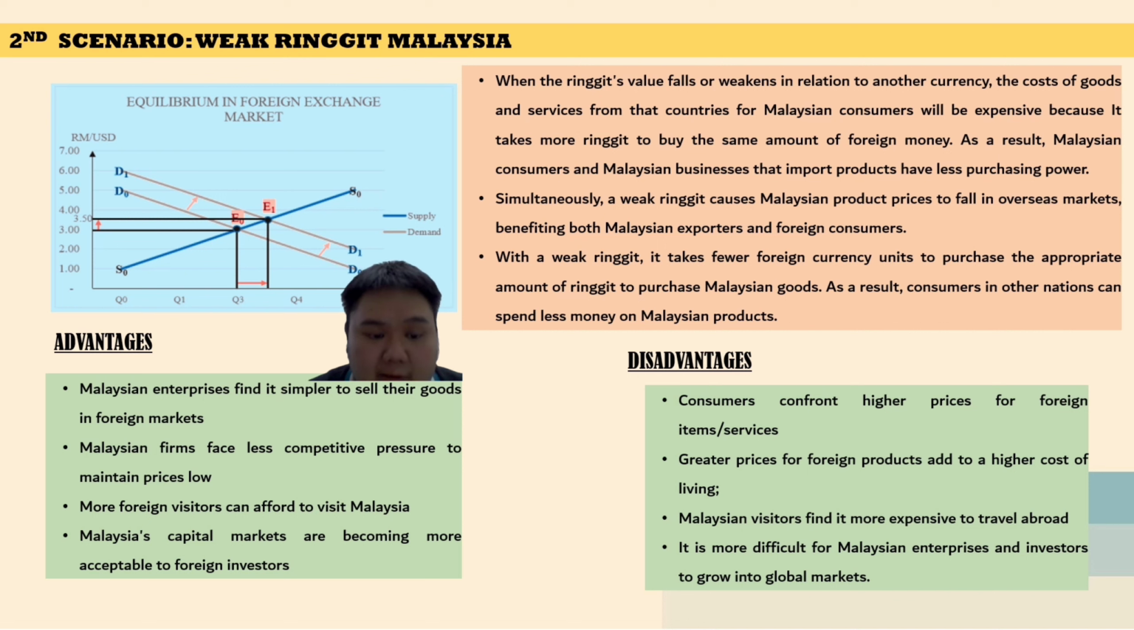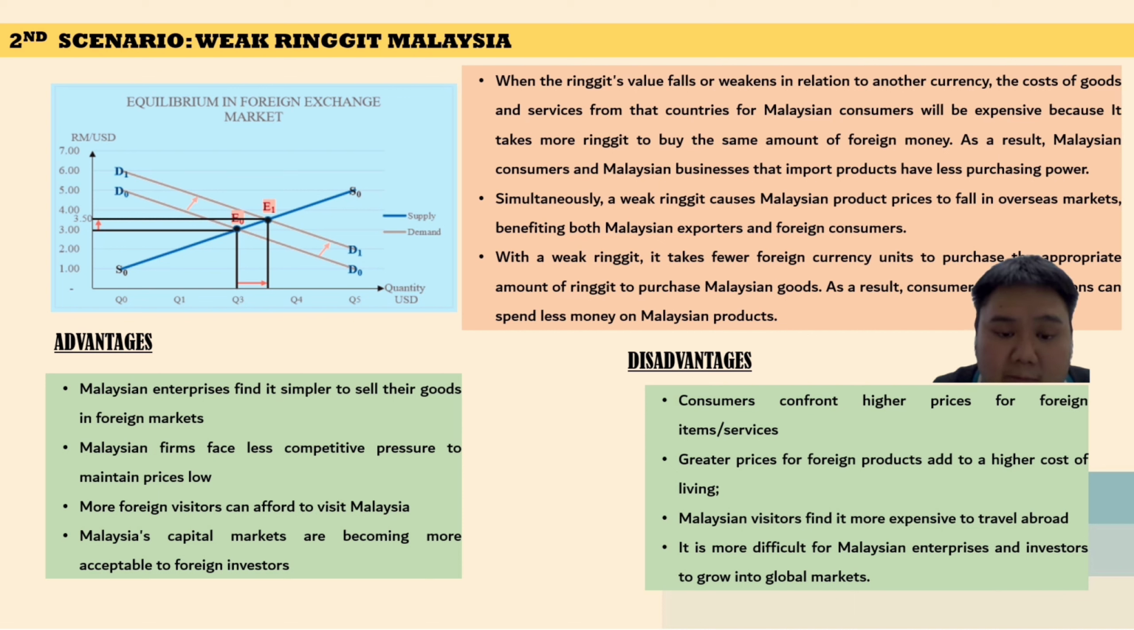Okay, the second point is Malaysian firms will face less competitive pressure to keep prices low. Okay, the third point is more foreign visitors can afford to visit Malaysia because our currency has become less expensive, so they can easily convert their currency to ringgit Malaysia. Okay. The last point is Malaysian capital markets are becoming more attractive to foreign investors since our currency is cheaper.